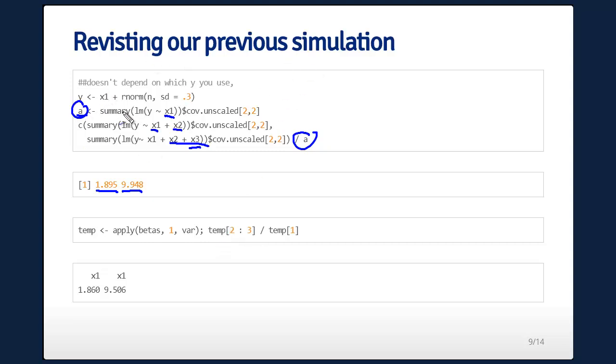But notice these are things we can do in our actual data. We don't need a simulation. In fact, I can show you via the simulated data: if I take my simulated betas and calculate the variance if I just have x1, if I have x2, and if I have x2 and x3 included, and I divide the variance when I include x2 and x3 by the variance when I only have x1, I get very similar numbers. If I were to simulate enough, I would get exactly the same numbers as these.